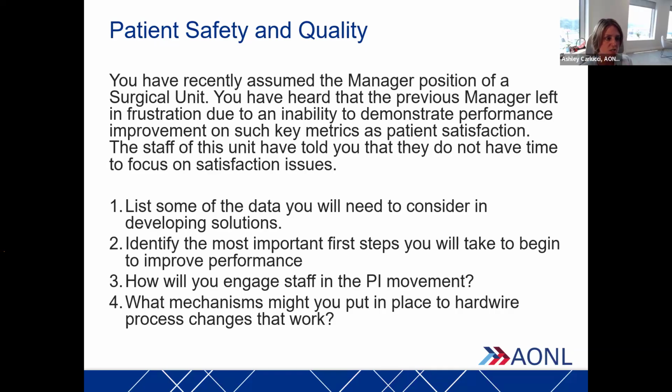So the question here is, you've recently assumed the manager position of a surgical unit. You've heard that the previous manager left in frustration due to the inability to demonstrate performance improvement on such key metrics as patient satisfaction. The staff on this unit have told you that they do not have time to focus on satisfaction issues. So list some of the data that you would need to consider in developing the solutions, identify the most important first step, how would you engage the staff in the PI improvement, and what mechanisms might you put in place to hardwire those process changes to work?